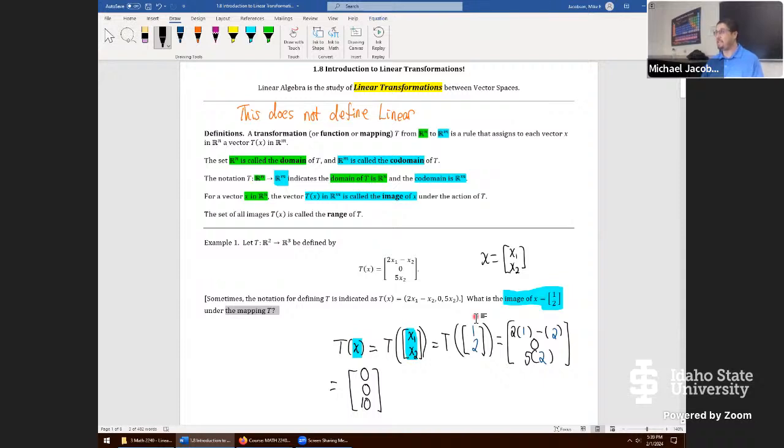How do folks feel about that? Does that make sense? Awesome. Just an ordinary function evaluation. It just happens to be that it's a function of 2 variables going into 3-dimensional space. Kind of weird, but same kind of process for function evaluation.